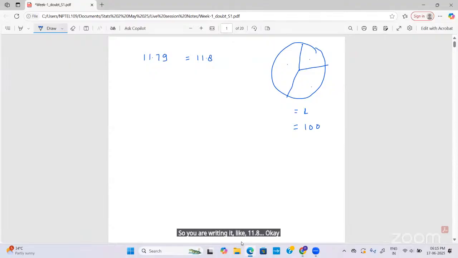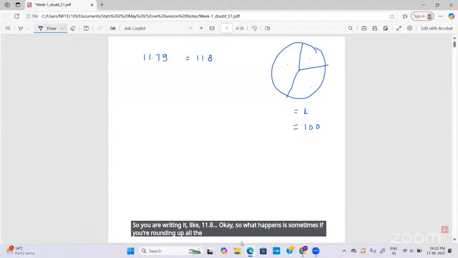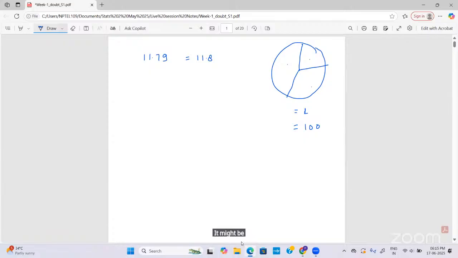Sometimes, if you round up all the proportions and add all these values, the sum will not be equal to 100%. It might be 102 or 101, something like that. That should not happen. So whenever you are rounding off your values, you should take care that the summation is equal to 100.